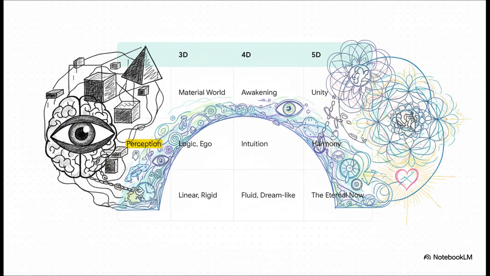So let's break this down. In this spiritual framework, you can think of 3D as our default setting. It's our baseline material reality, often driven by logic, the five senses, and the ego. And way over on the other side, you've got 5D, which is a state of unity, harmony, and unconditional love. And the fourth dimension? Well, that's the crucial bridge between them. It's seen as the awakening phase, where your intuition starts to take over, and reality itself begins to feel a lot more fluid, almost dreamlike.